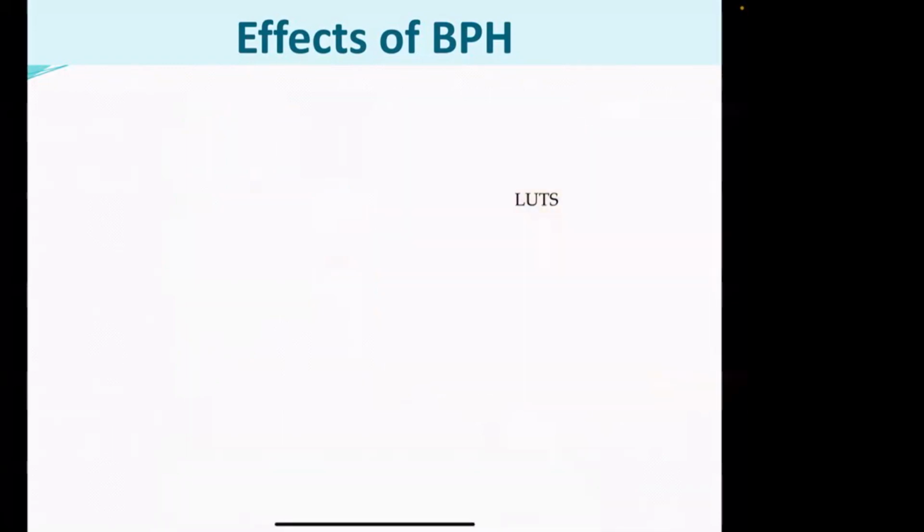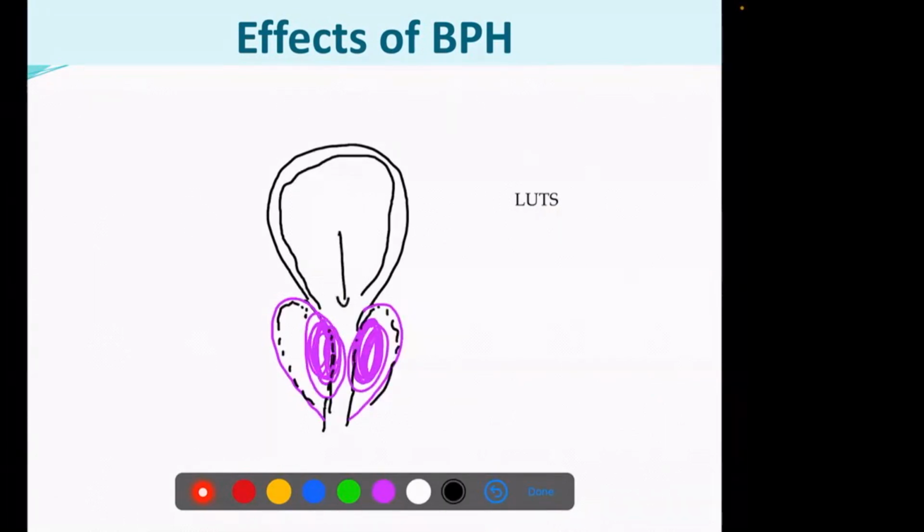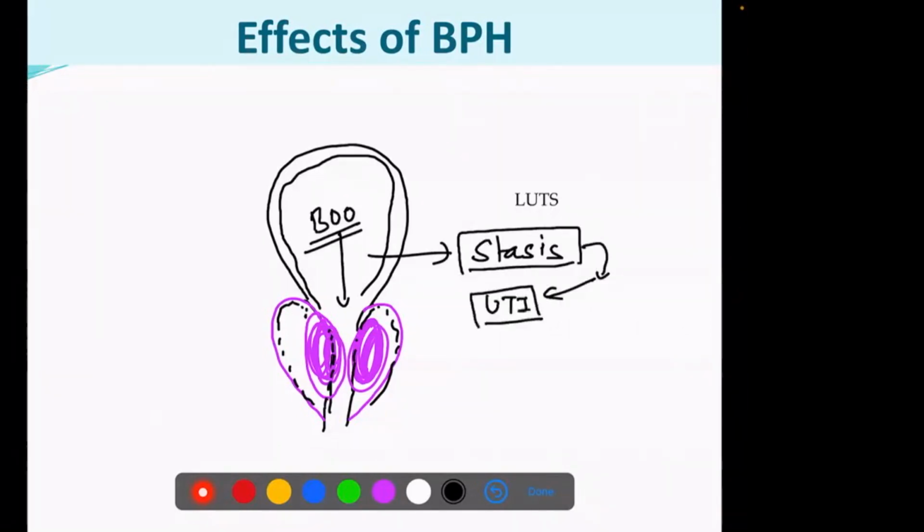Okay, complications of BPH. So just imagine a prostate is enlarged here, causing that mechanical and dynamic obstruction. So it is causing bladder outlet obstruction. That is, the urine is not going out. That means there is stasis in urine. That is, the patient is unable to evacuate all the urine. Some urine will stay there. Stasis leads to infection. We know that. Stasis leads to stone formation.